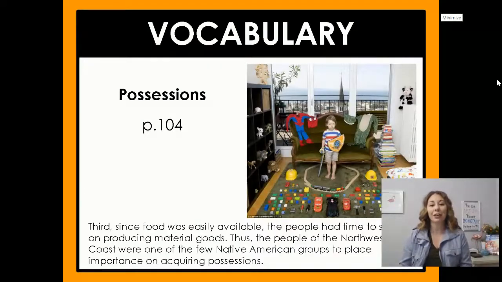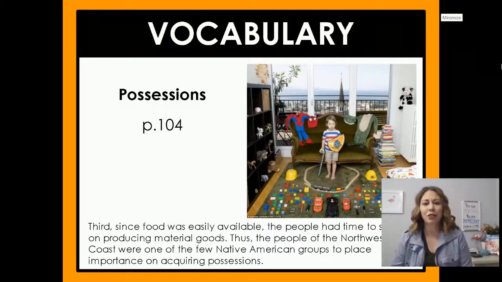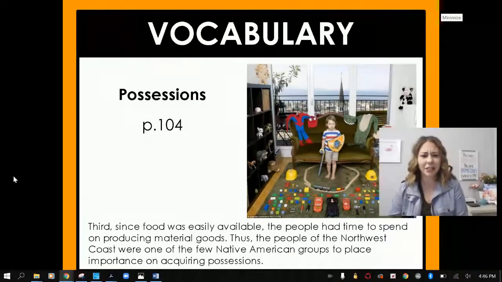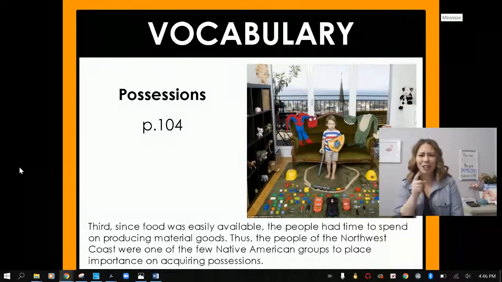For our vocabulary today, we have the word possessions. And we're going to find this word on page 104. And we see this picture here of this little boy with all kinds of things in front of him. And if we look at the definition, it says, third, since food was easily available, the people had time to spend on producing material goods. Thus, the people of the Northwest Coast were one of the few Native American groups to place importance on acquiring possessions. So what do you think possessions means?